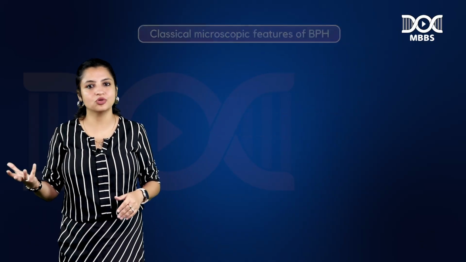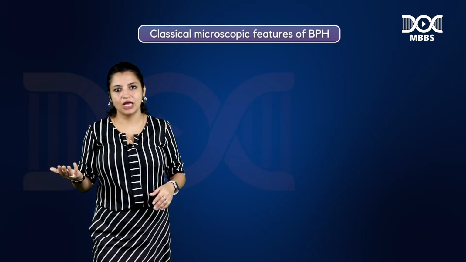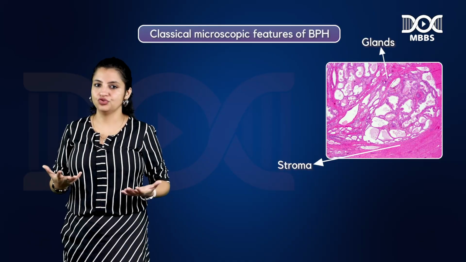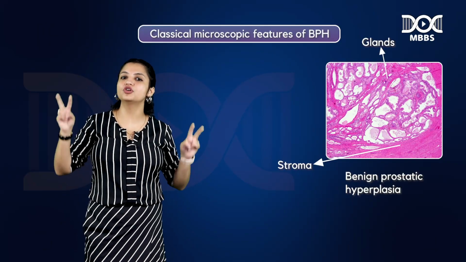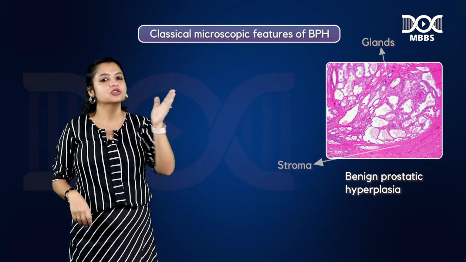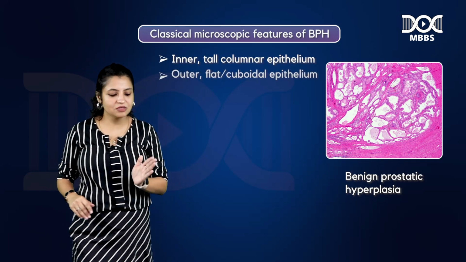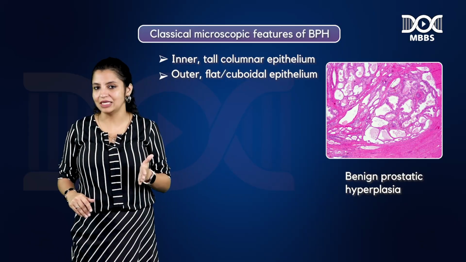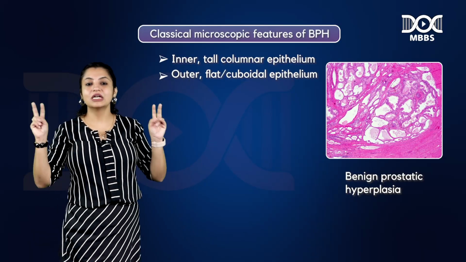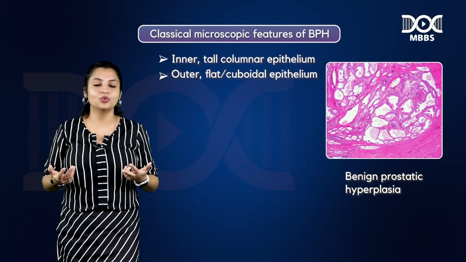What are the classical microscopic features of the BPH? Remember, there is proliferation of both glands and stroma. But whenever you look at the gland, when it is a benign lesion, benign prostate always has 2 layers, just like breast. So the inner layer is the tall columnar epithelium and the outer layer is flat basal or cuboidal epithelium. So normal prostate always has 2 epithelial layers. That's a feature of benign nature. That's why it's showing 2 layers.